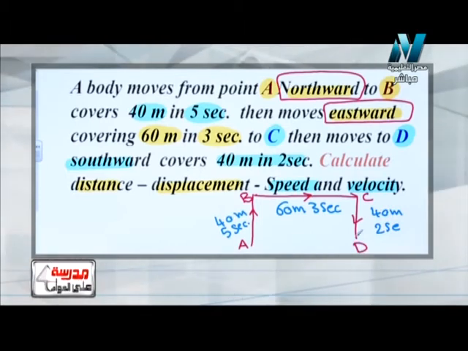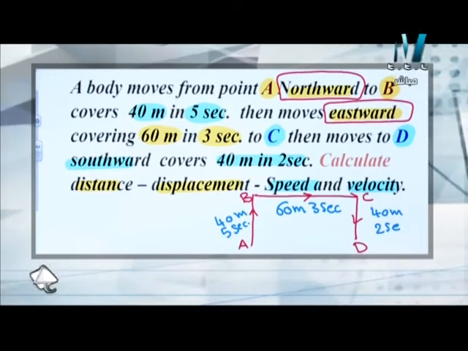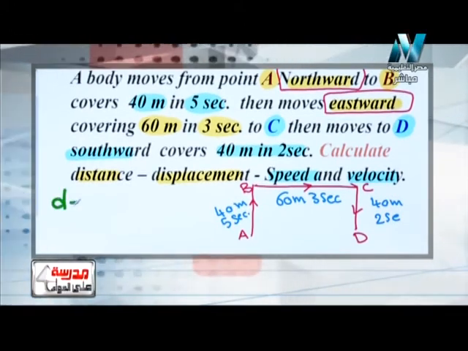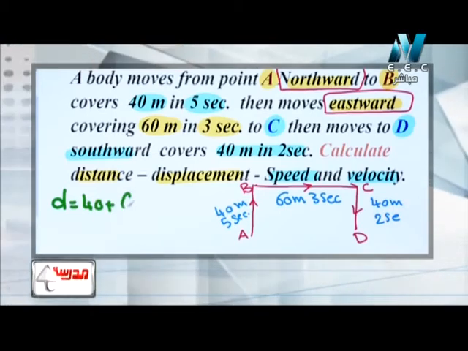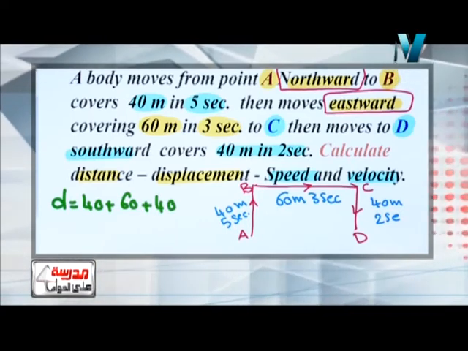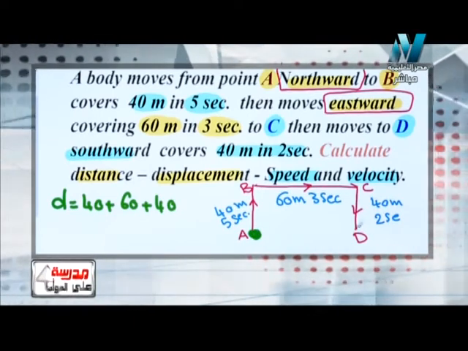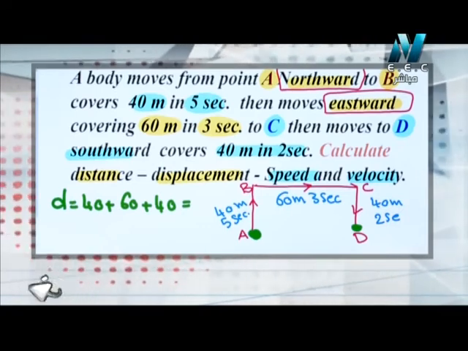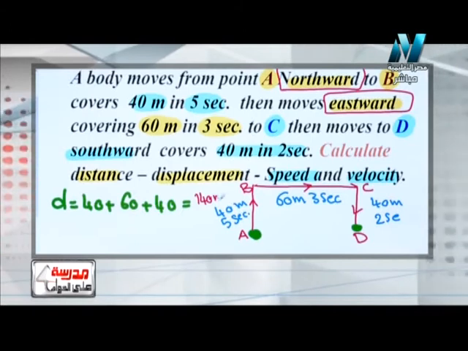So, we need to calculate what? We need to calculate distance. Distance is the actual length between 2 points. So D equals 40 plus 60 plus 40, because we have the actual length between the starting point and the ending point. So this distance equals 140 meters.